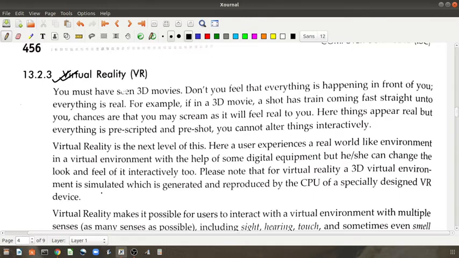So that is a virtual thing that is being created around you, and you cannot interact with that. It is pre-designed and pre-planned and pre-shot and pre-scripted. This is very important. Here things appear real, but everything is pre-scripted, pre-shot, and you cannot alter things interactively. Whatever happens, you have to see and experience and enjoy. Now that is virtual reality.